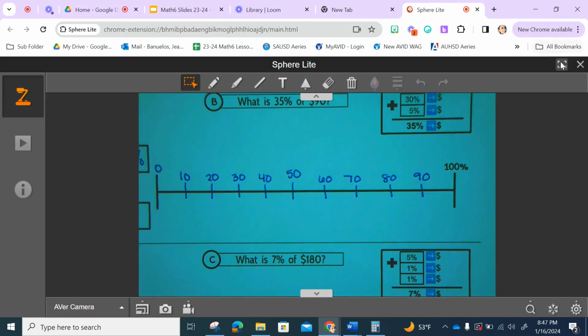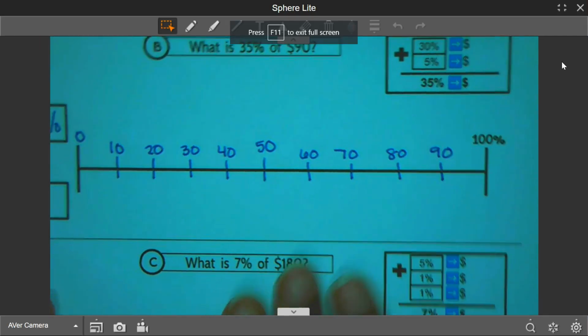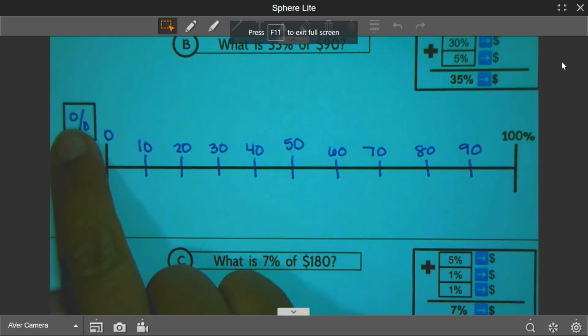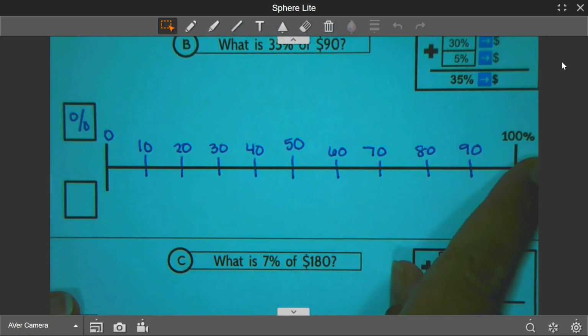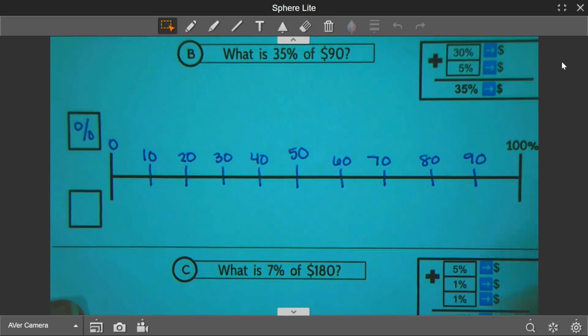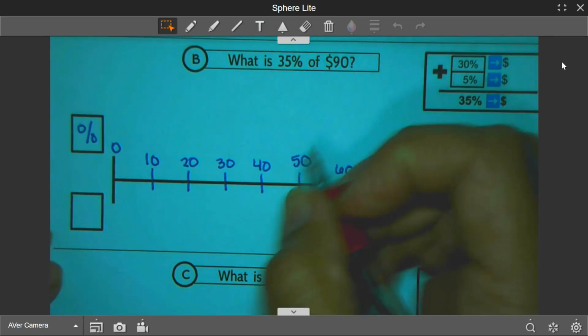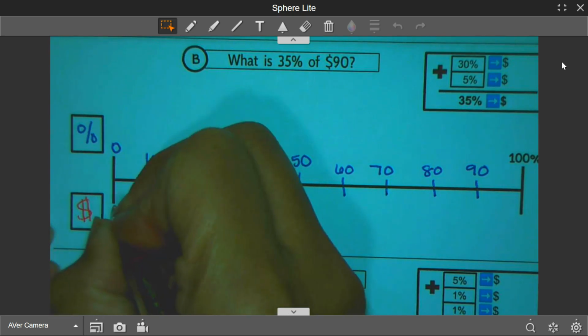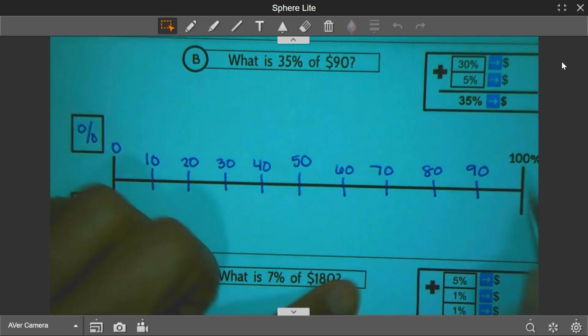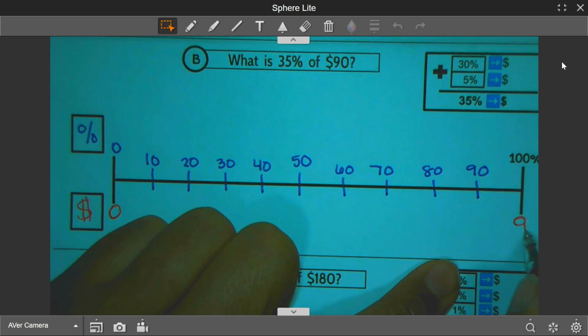All right, so let's see how we did. So I already have my percentages set up. Now what I want to walk through with you is to see if we have the numbers. So here's the money. Start with $0, and 100% represents the $90 in the problem.